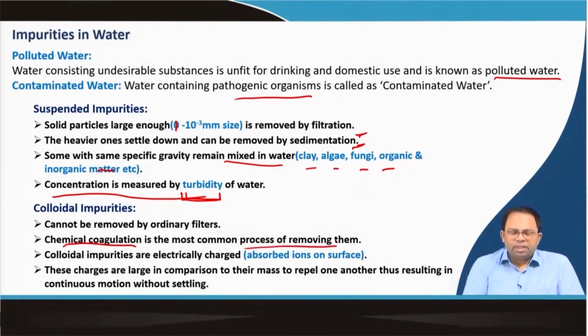And colloidal impurities are electrically charged. That means they have absorbed ions on the surface, which are either positive or negative, and because of these charges they repel each other. Because their mass is not that high, they are able to repel each other, and this results in continuous motion of these particles inside the liquid, which makes it difficult to separate them. So, that is why we have to go for chemical coagulation.